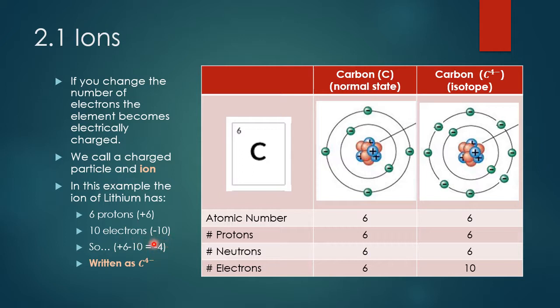And the way that we write an ion is we write C for carbon, and then we put the charge right up here next to it, so 4 minus. So just by writing C 4 minus, you know you have this carbon ion with a charge of negative 4, which means you have 4 more electrons, 4 more negatives than you do protons or positives.